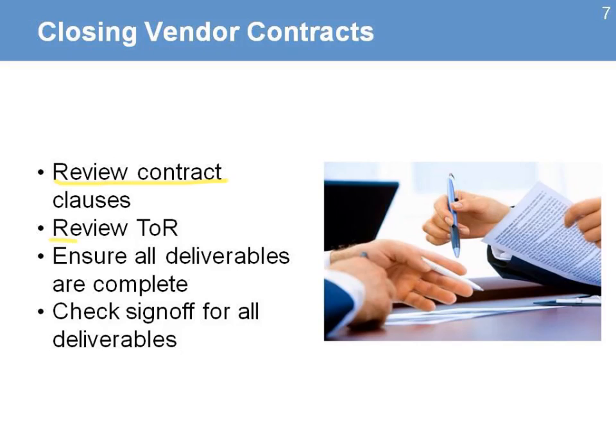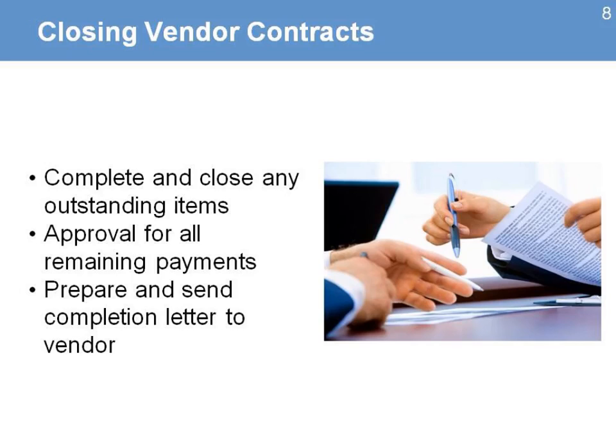Closing the vendor contracts is the review, again, of the contract clauses that you have with the different vendors. Review the terms of reference to make sure you're not missing anything important. Sometimes there will be a final report or some final deliverable that they need to provide. Ensure that all deliverables are complete. If you need, you can have a checklist, review it against the terms of reference, and then sign off for all deliverables. That means that there is nothing outstanding or pending with those vendors before you authorize their final payment.